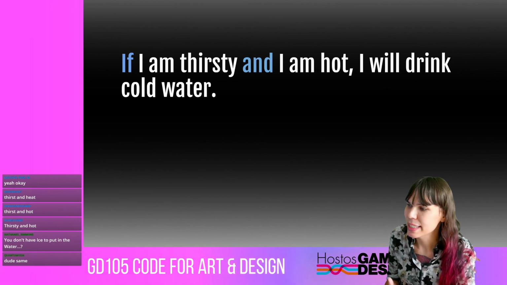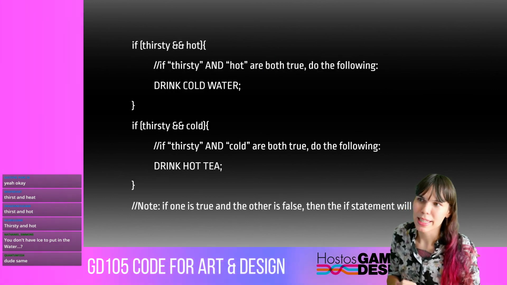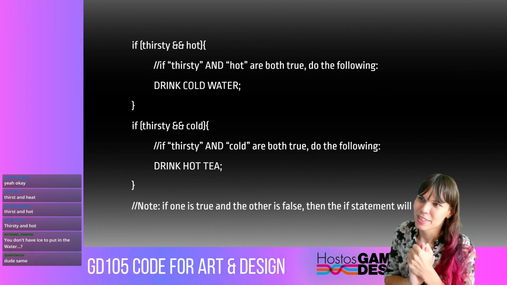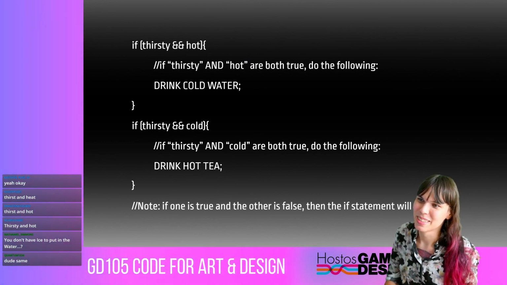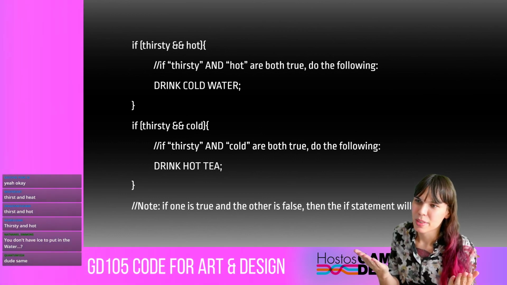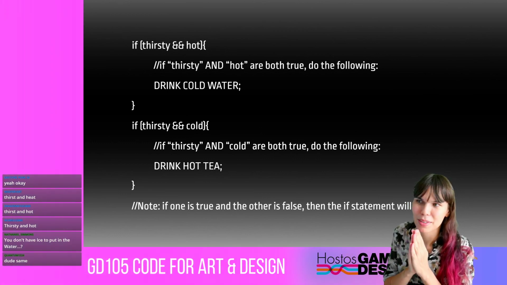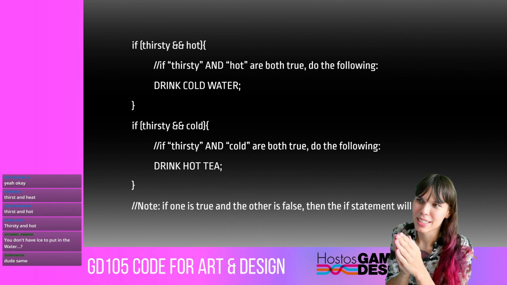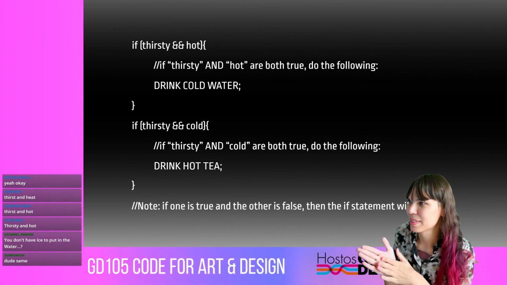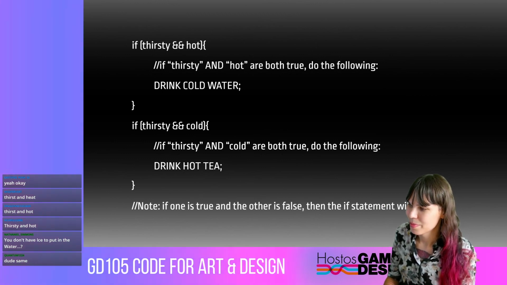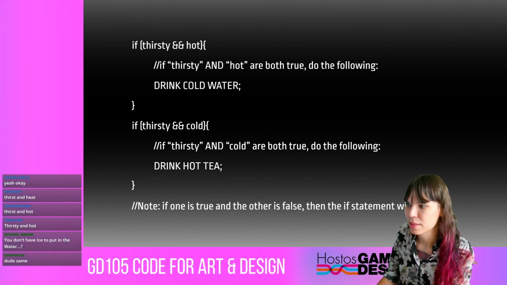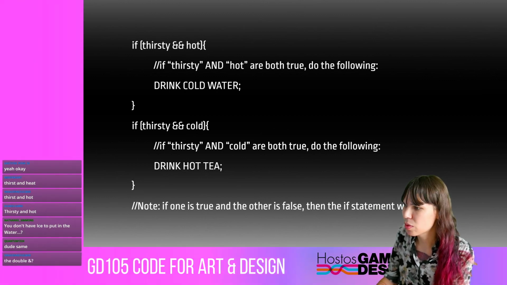And so if we're writing this in code, it would look like this. If thirsty, ampersand, ampersand, hot, drink cold water. So what do you see there that is weird? And this is, again, pseudocode, so it's like code, but it's just showing you how it will be written. Is there anything weird in there?